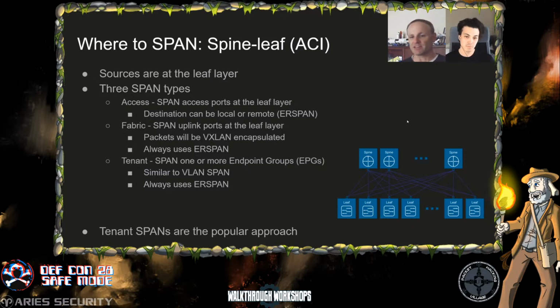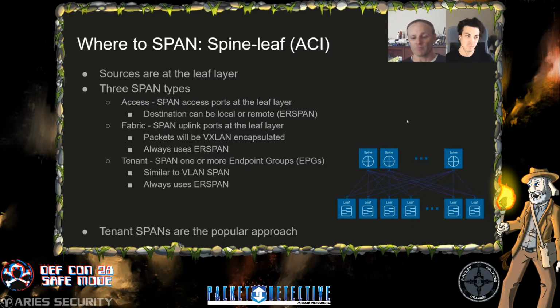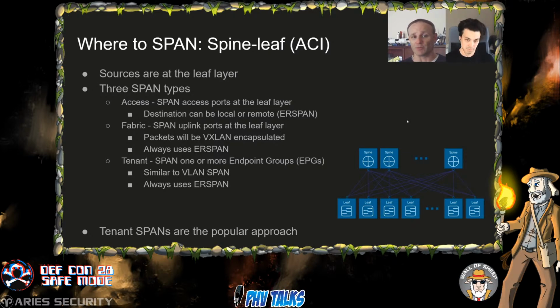The second type of span is a fabric span. That's going to be spanning the uplink port between the leaf and the spine. One thing to note here is when you go to look at the packets, if you wanted to pull them into Wireshark, they're going to be VXLAN encapsulated, so you're going to have to decapsulate them before you analyze them. And if we go beyond Wireshark, if you are looking at this kind of traffic, your aggregation solution or your analysis solution would also need to be able to decapsulate that traffic. This one always uses ERSPAN.